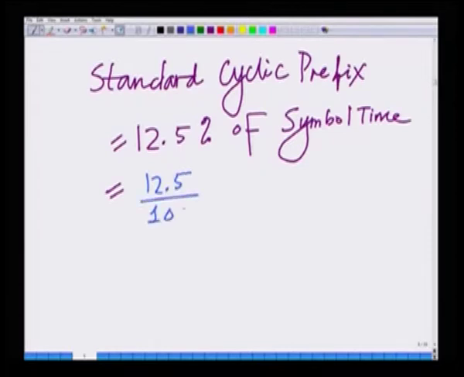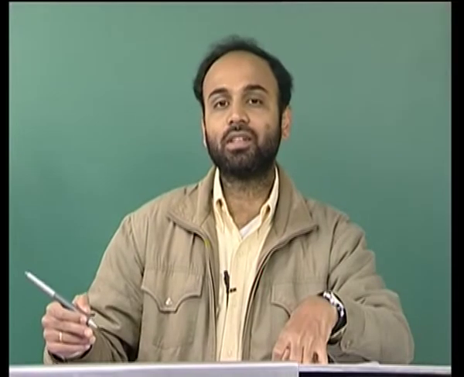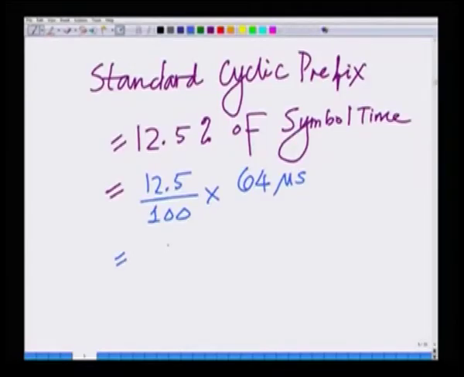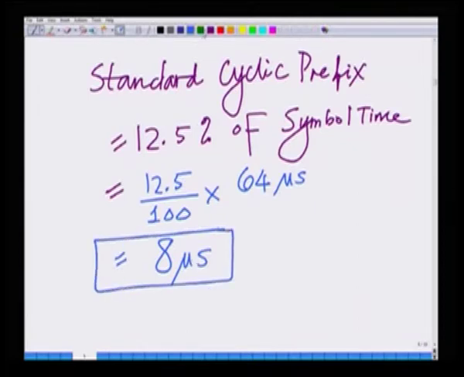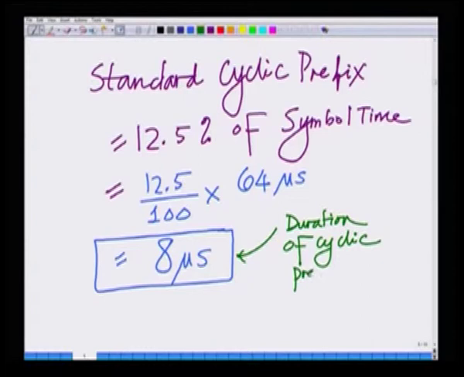which is essentially equal to 12.5 divided by 100 into 64 microseconds. That is essentially, 12.5% is nothing but 1/8, which is essentially 8 microseconds. Hence, this is the duration of the cyclic prefix.